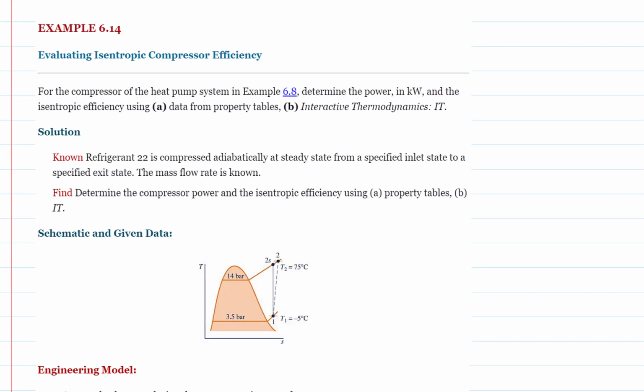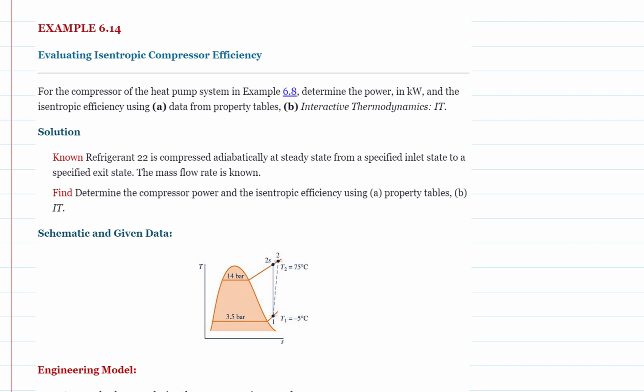Example 6.14. For the compressor of the heat pump system in example 6.8, determine the power in kilowatts and the isentropic efficiency using data from property tables. And we are going to skip part b.